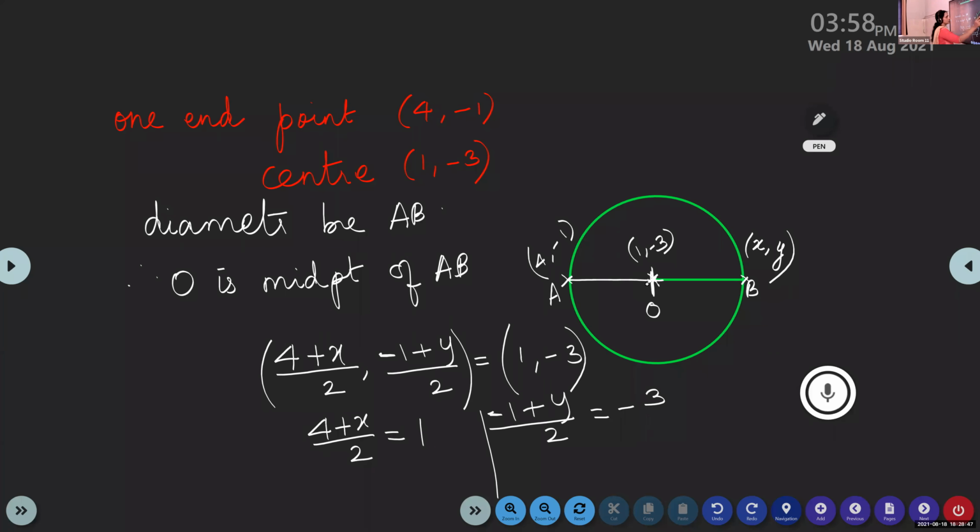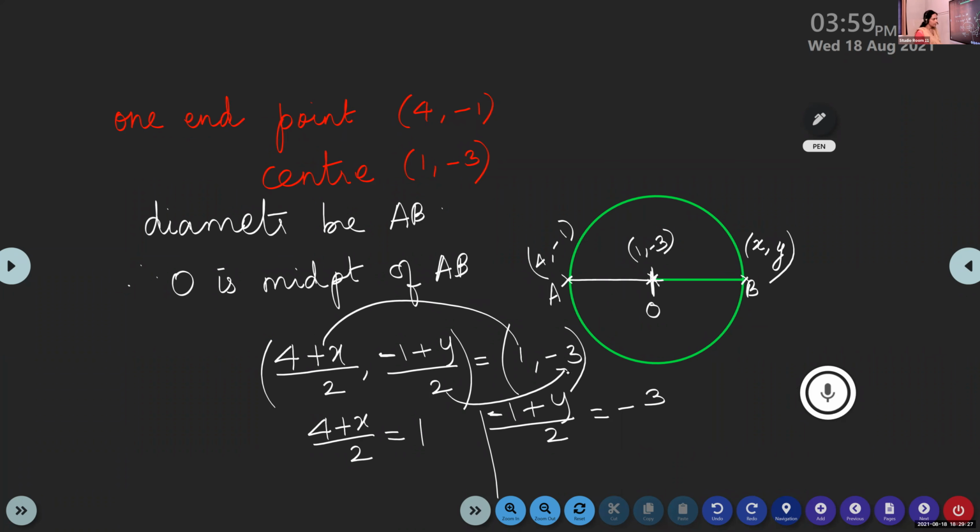x1 plus x2 by 2, y1 plus y2 by 2: (4 plus x) by 2, (minus 1 plus y) by 2. But the center is equivalent to (1, minus 3). Now two points are equal means x coordinate equals x coordinate, and y coordinate equals y coordinate. So you equate it: (4 plus x) by 2 is equal to 1. Similarly, equating the y coordinates, we get (minus 1 plus y) by 2 is negative 3.